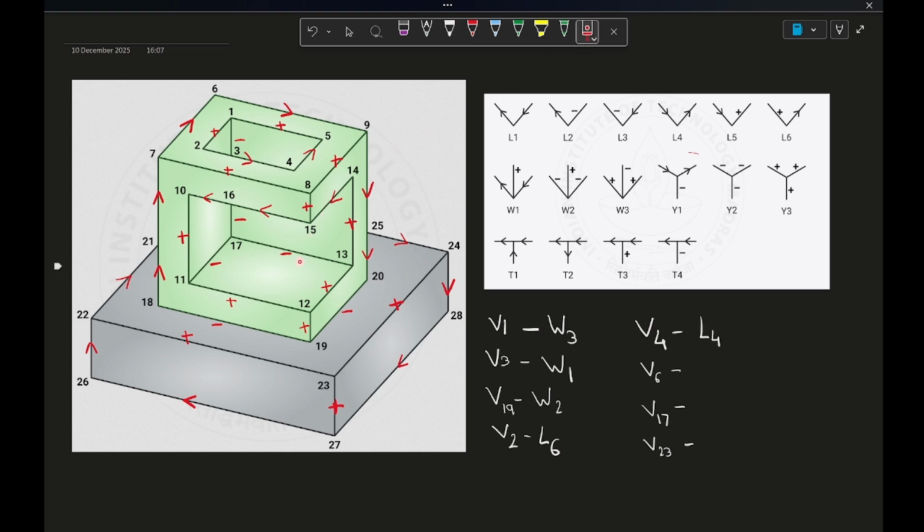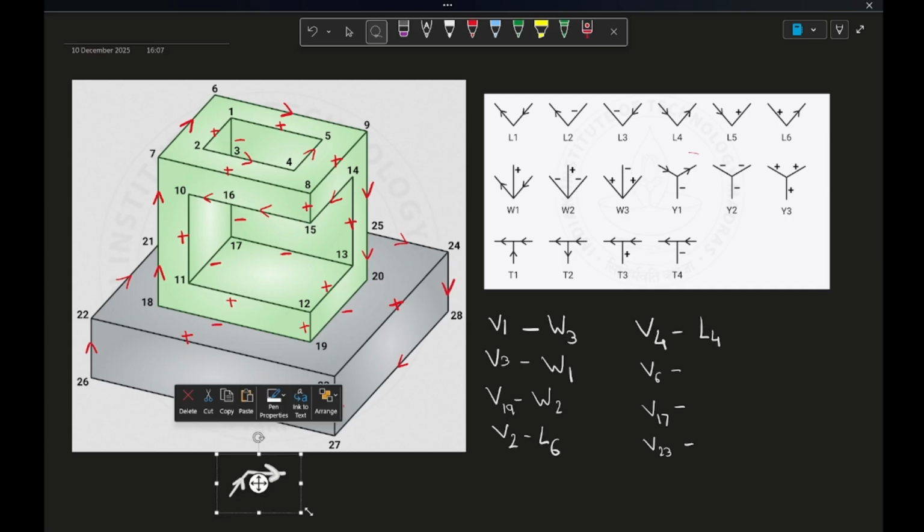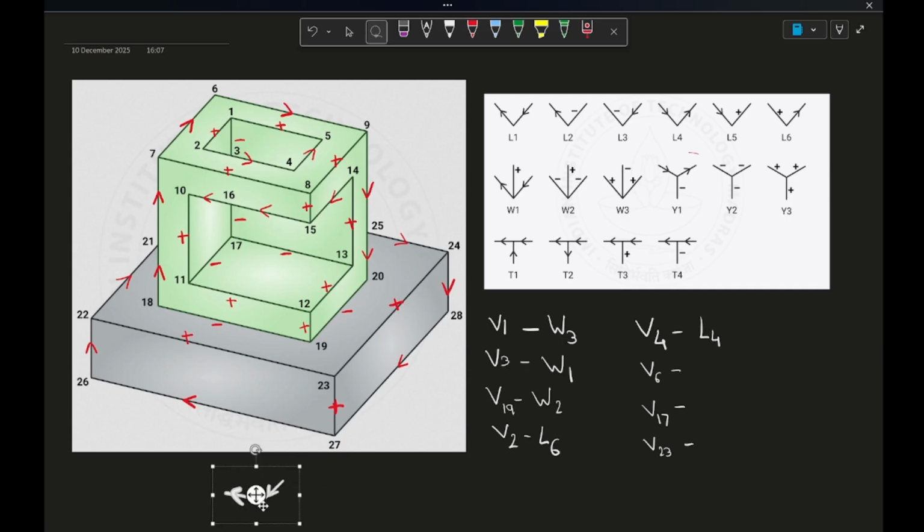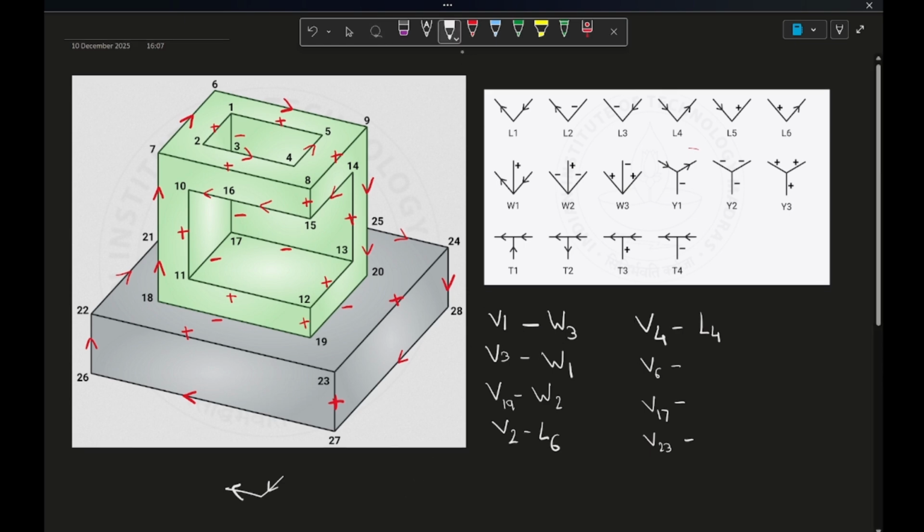V6 is this one. Incoming arrow, outgoing arrow. So it's also an L junction, and I think it's maybe L1. Rotate that in this way, like it's this, right? I think it's L1. Let me try to rotate this. How do I rotate? Is there no rotating option? Okay, there is. Good. L1.